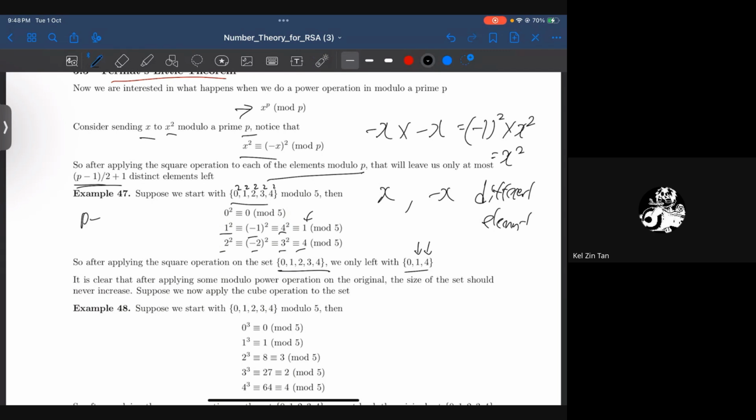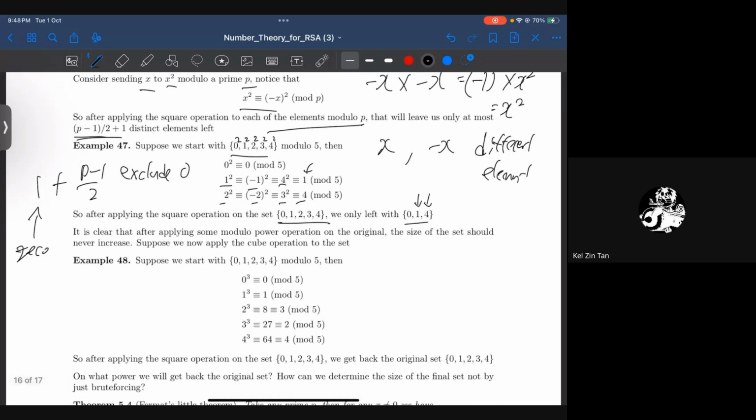Because p minus 1 is just 1, 2, 3, 4, all the numbers excluding 0. Then this number will be divided by 2. And then plus 1, which is contributed by 0. So the number of elements left will just be this much. Okay, so after we apply this operation, we are kind of shrinking the set size.